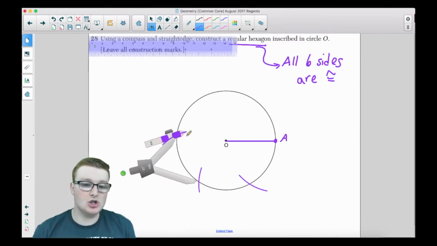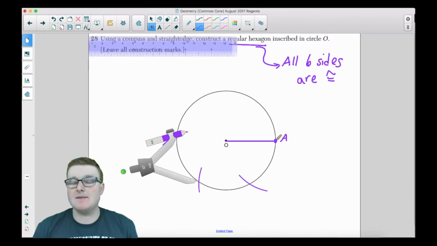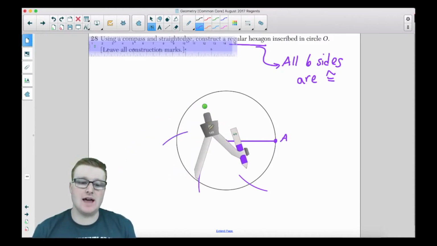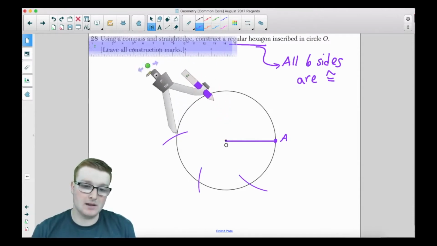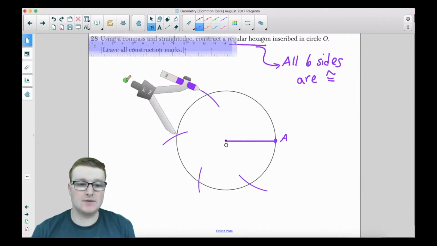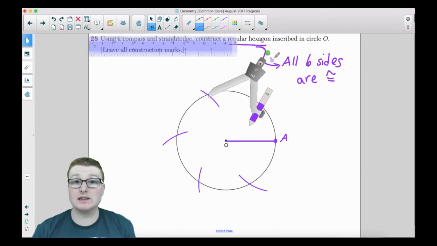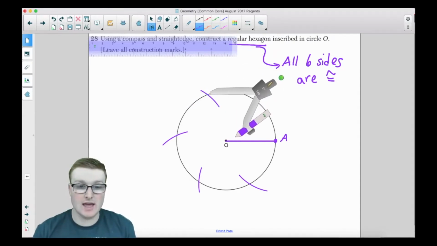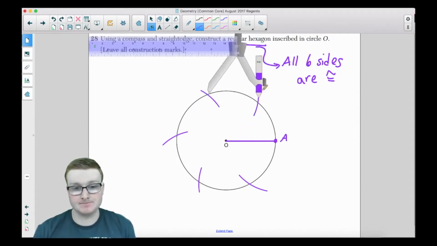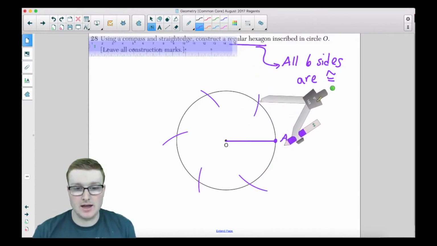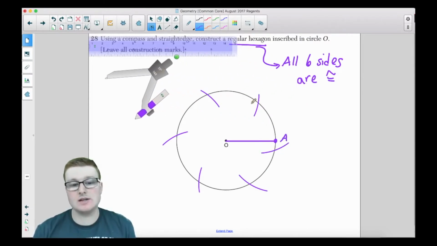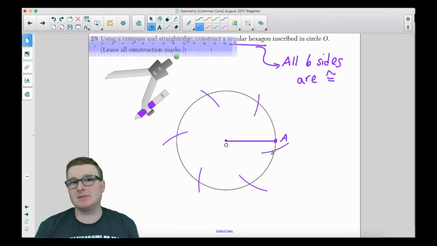Now, you should get back right onto point A. The chances of that happening are slim to none just because the human hand is so shaky. So it's normal if the compass goes a little bit further or less than it's supposed to. That's okay as long as you get the right idea. I have a feeling that it's going to go over. And it is. That's an acceptable error.